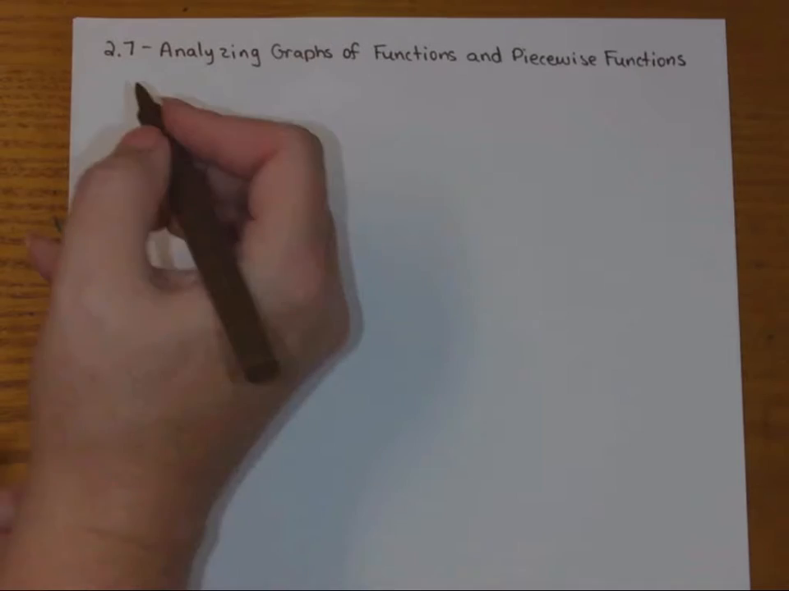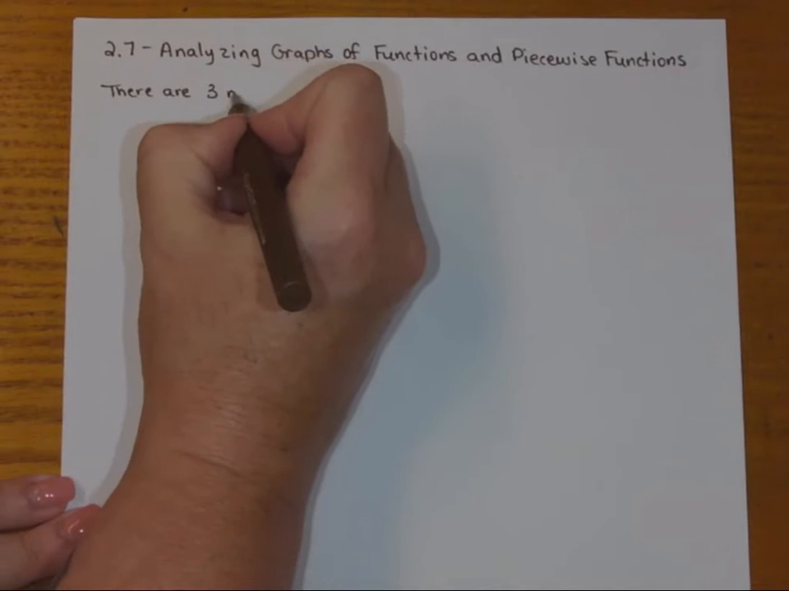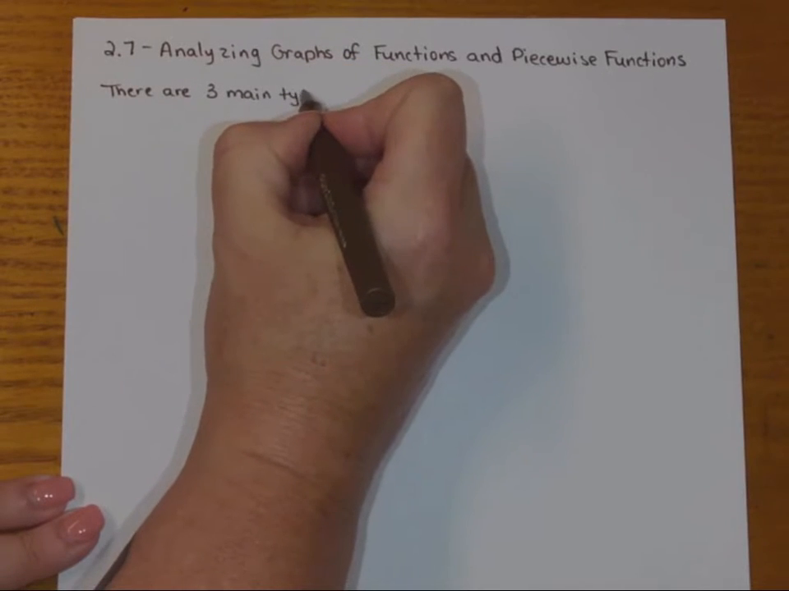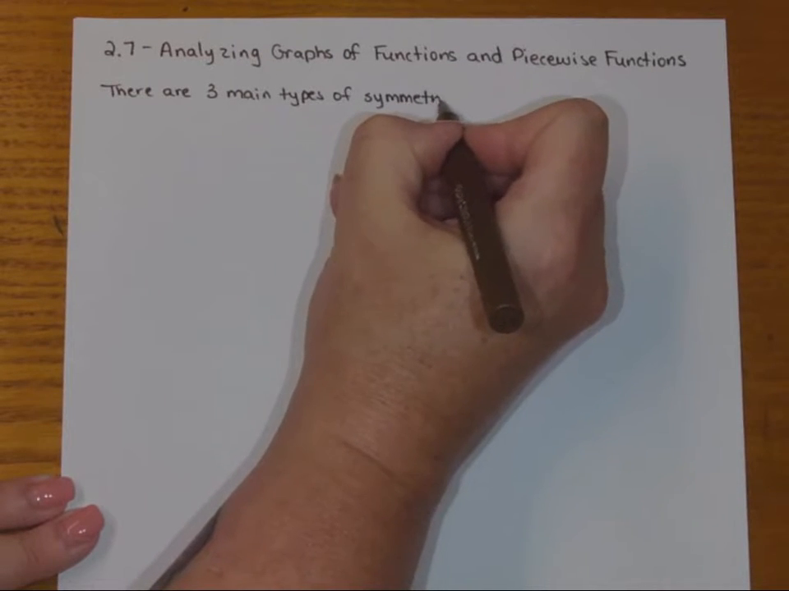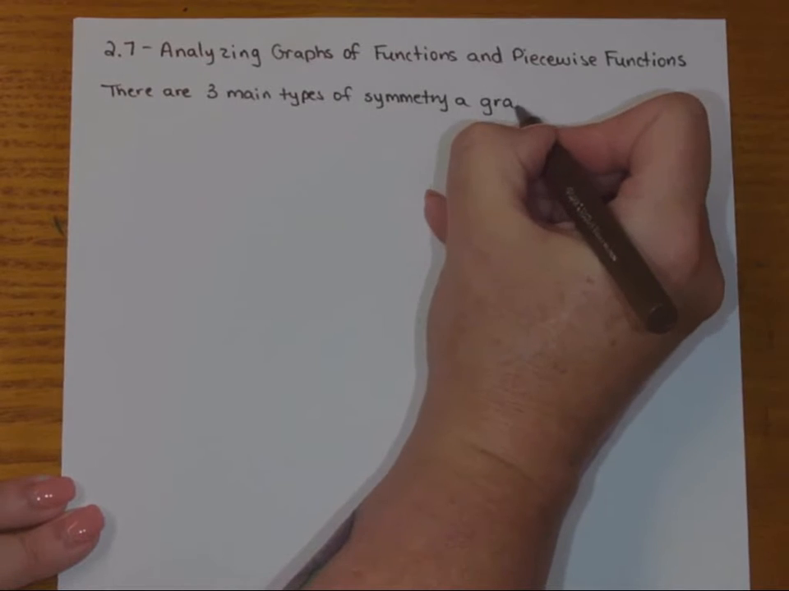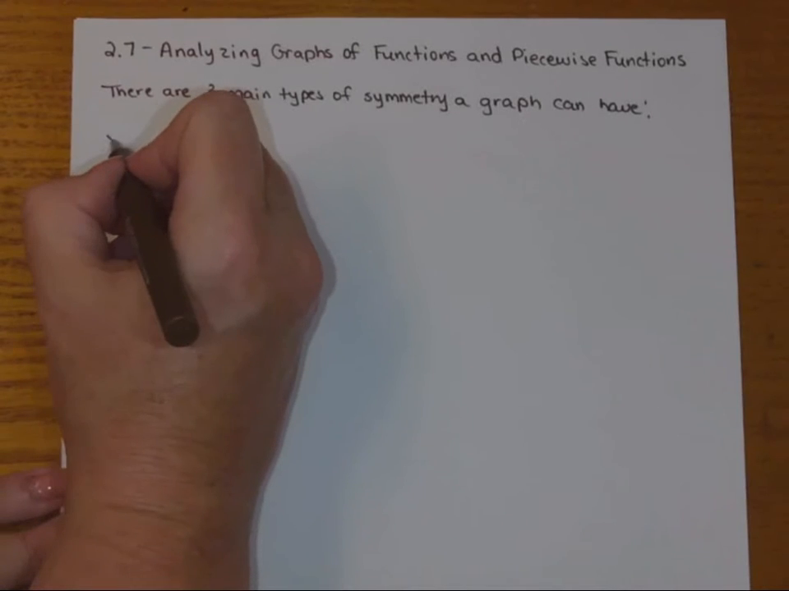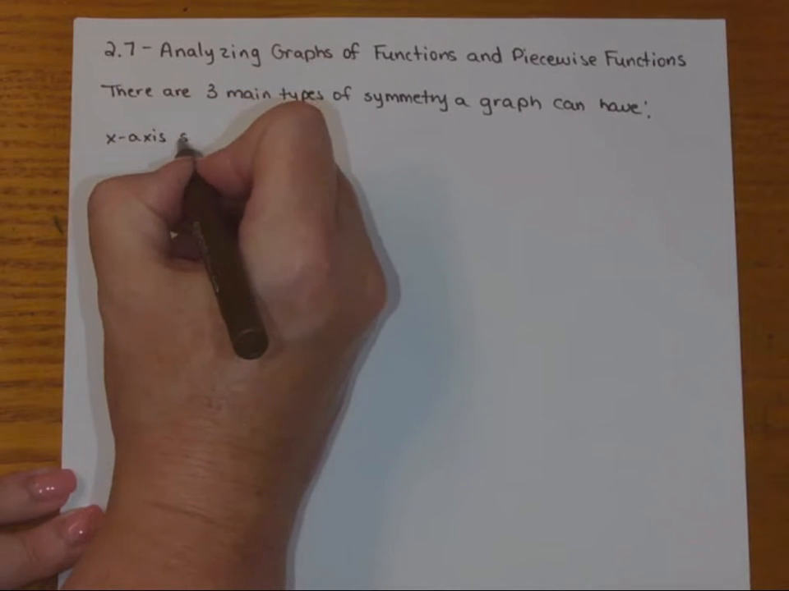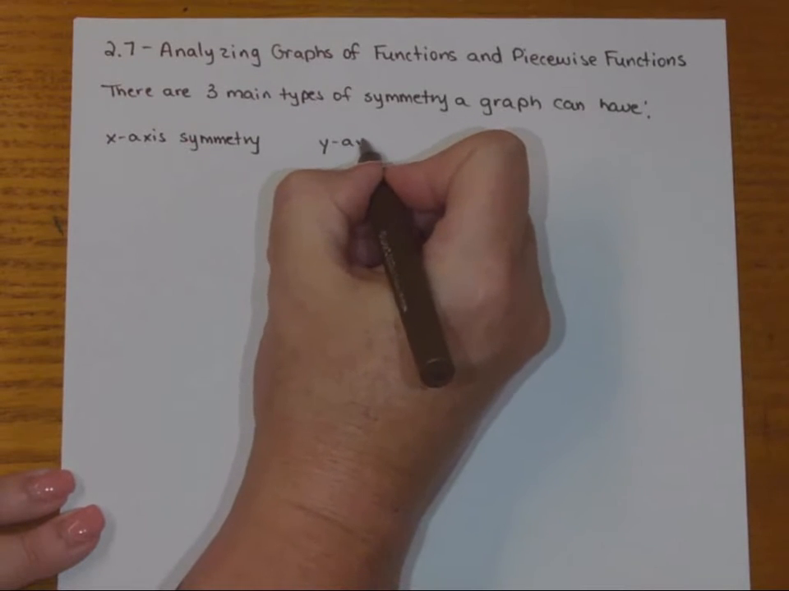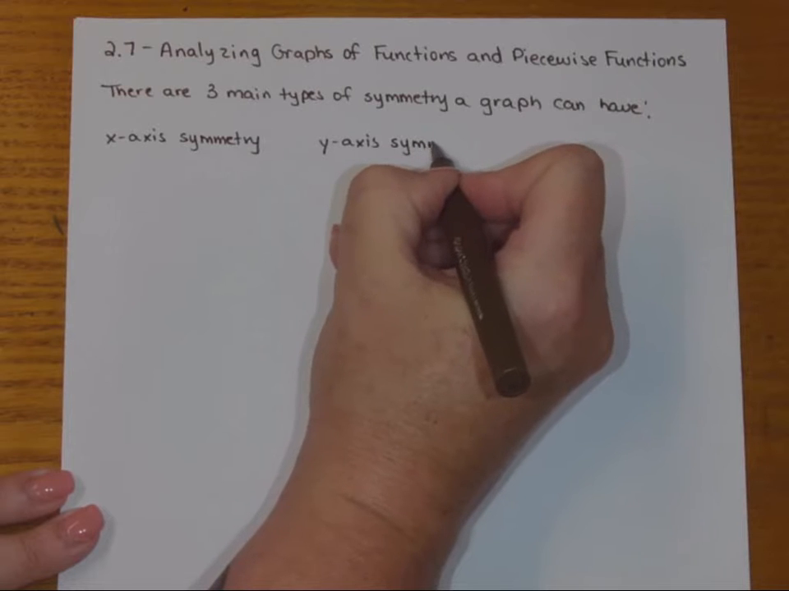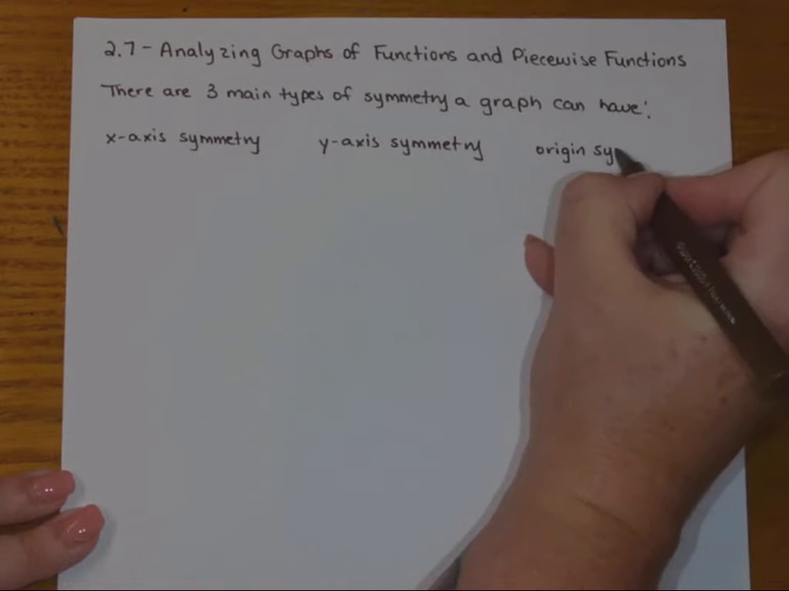All right, so the first category is that we can tell some things about the symmetry of a graph. There are three main types of symmetry that we're going to discuss. They are not the only three types of symmetry out there, but they are the three main ones. The first type is x-axis symmetry. Then we have y-axis symmetry. I'm spacing these out because we're going to draw some graphs under them. And then the most difficult to eyeball and tell is origin symmetry.